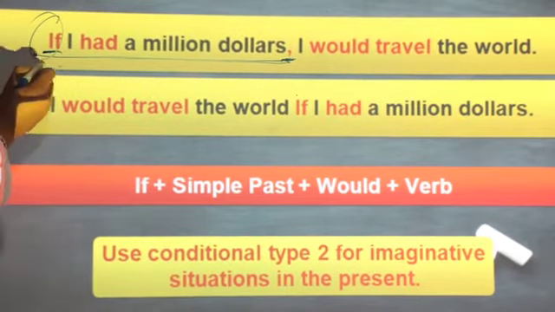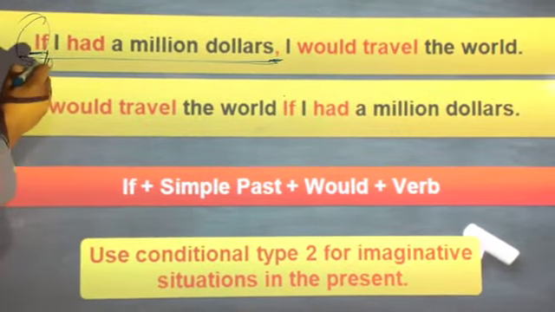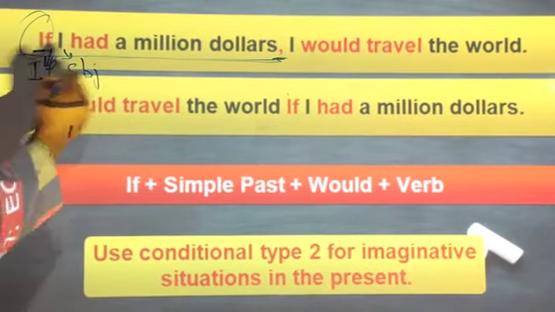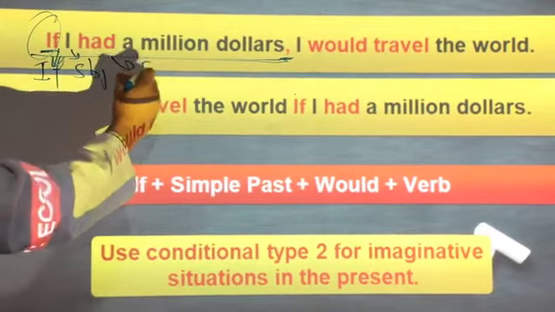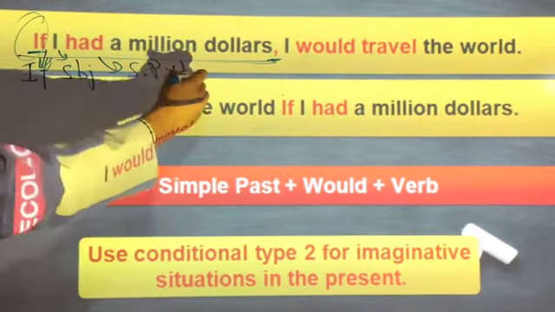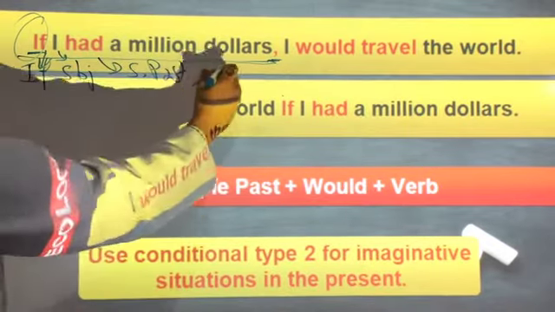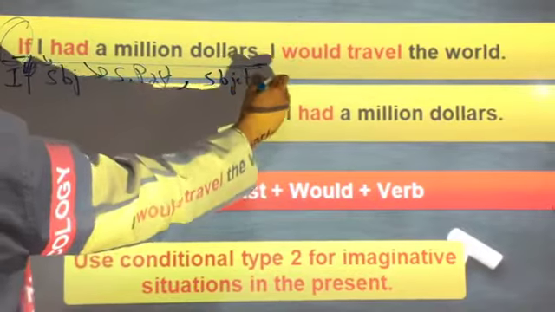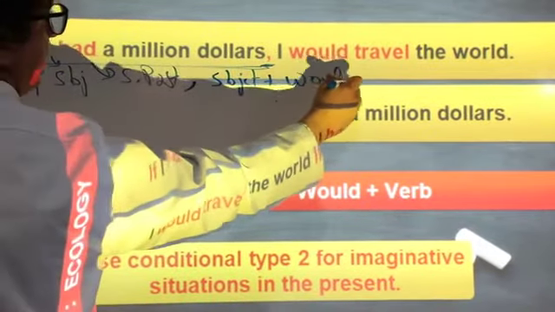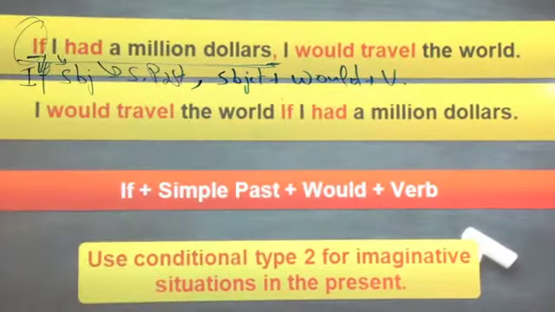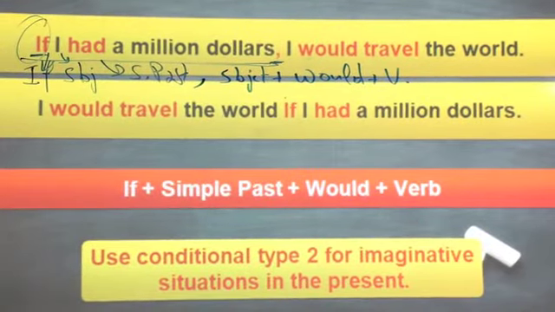We have here if plus subject plus simple past of the given verb. Then we have a comma, subject again, plus would, it's necessary, then plus verb, infinitive without to. All right.